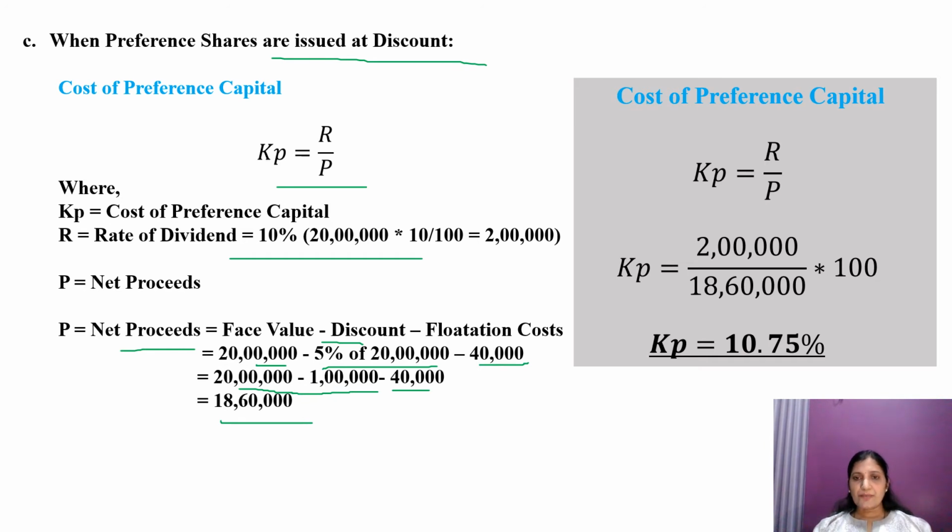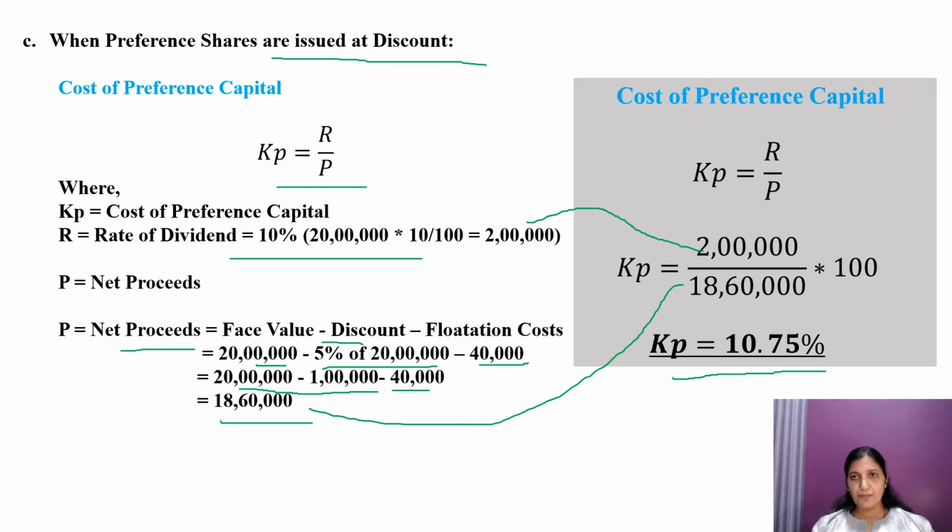When I substitute 2 lakhs I have taken over here, and this 18 lakhs 60,000 I have taken over here, now the cost of preference shares is 10.75%.